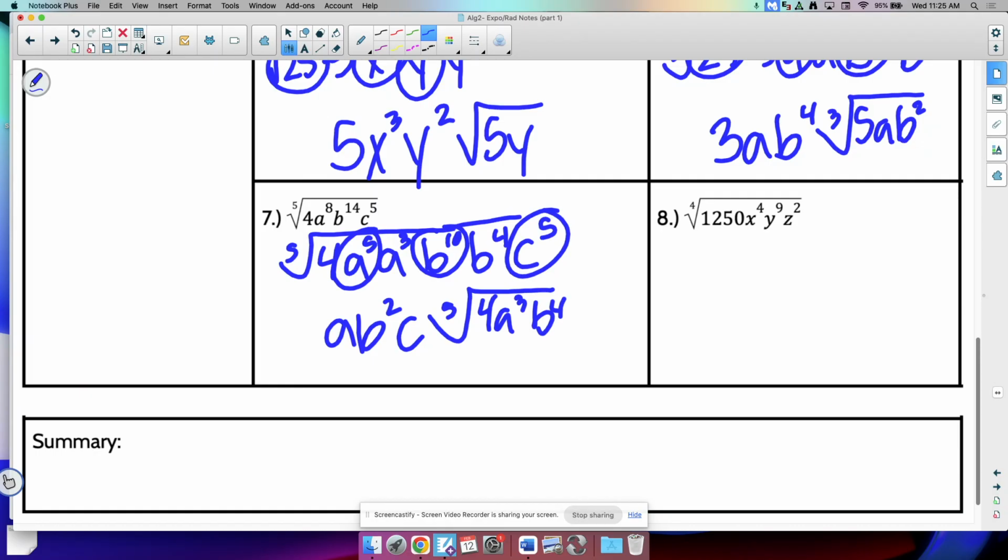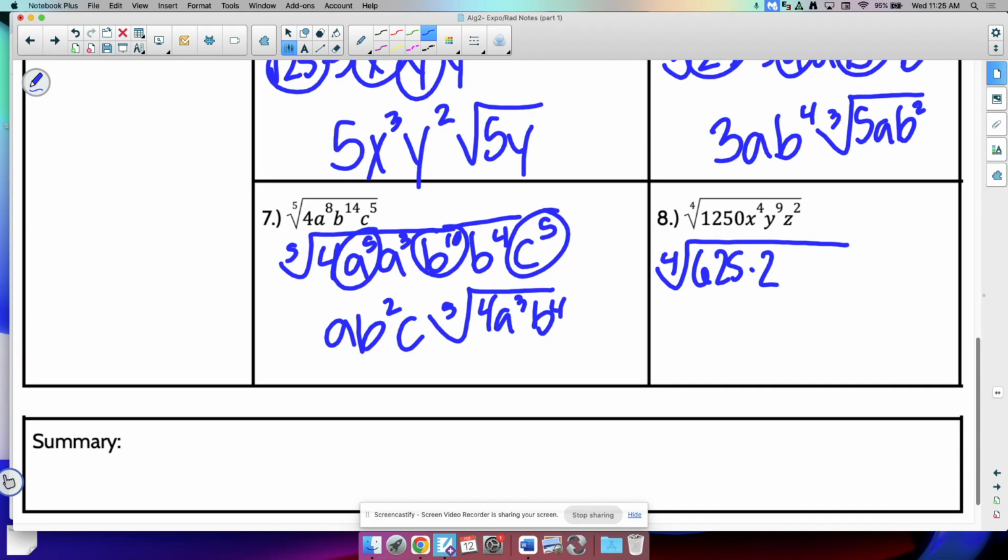Okay, last one. What sort of groups are we looking to take out? Groups of 4. Okay. 125. Look on your 4 list. Is 125 a 4th power? No. So using your list, what number would go into 1250, not 125? So numbers, you always just go off of your yellow sheet.